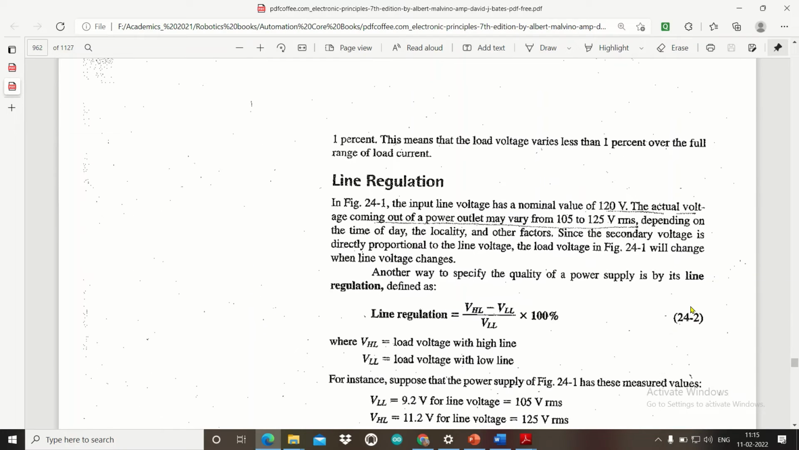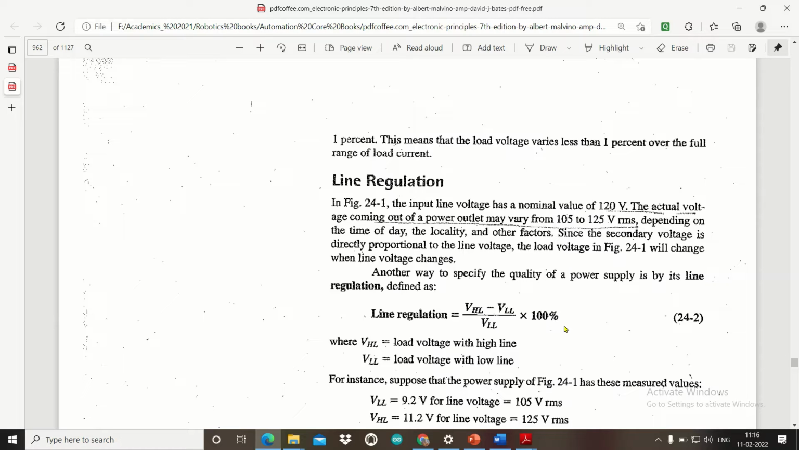Now let us go for line regulation. Remember that it may so happen that your input supply is varying for some reason, so that we have to consider now. Line regulation is given as the load voltage with a high value of input, that is the line supply, and the load voltage with a low value of line supply. So that will be VHL minus VLL. VHL is the load voltage at a high value of input supply, and VLL is the load voltage at a low value of input supply.